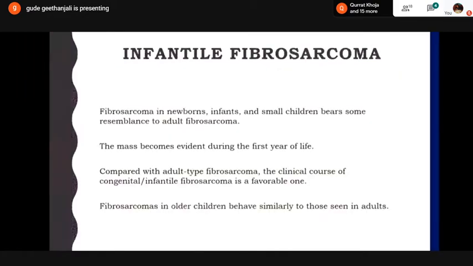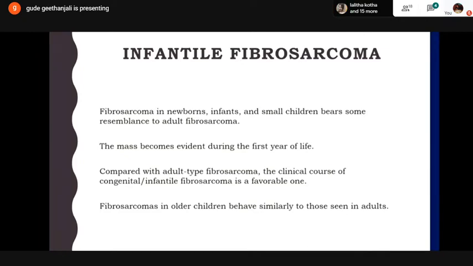So the next entity is the malignant tumor, which is commonly seen in infancy, which is the infantile fibrosarcoma. It has a characteristic translocation of ETV6-NTRK3, which is translocation 12;15. It is fibrosarcoma seen in newborns, infants, and small children.